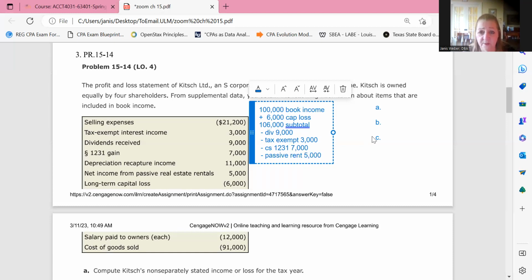So that would be 9,000 plus 3,000 plus 7,000 plus 5,000. So that would be 10, 19, 24,000 that we're subtracting out of this total in order to get to the ordinary income. And so that would leave us with 82,000 ordinary, or also known as separately stated, non-separately stated.